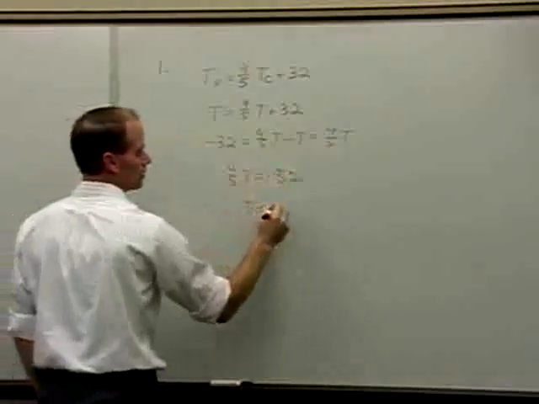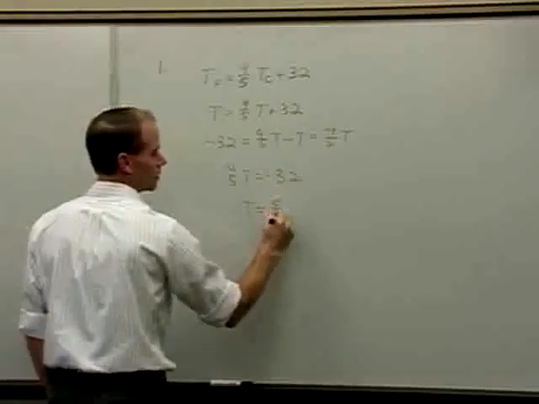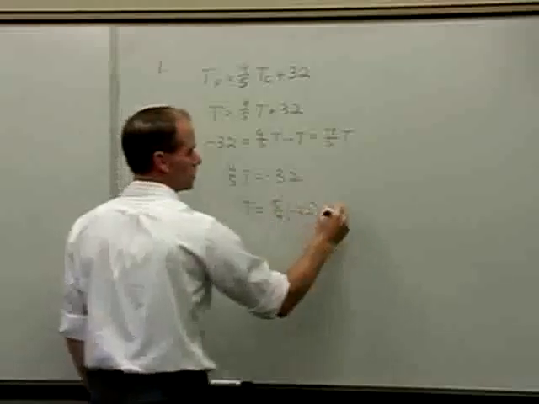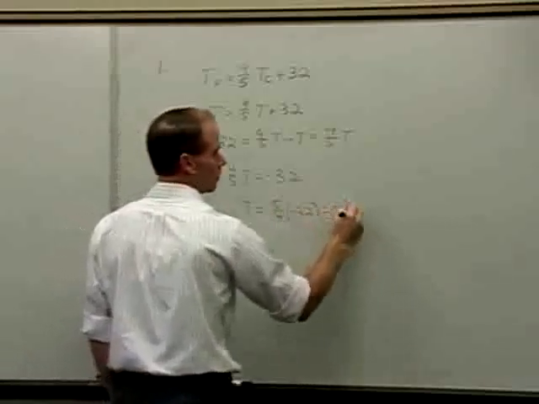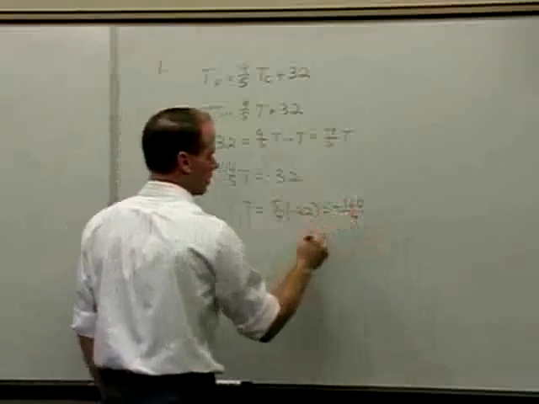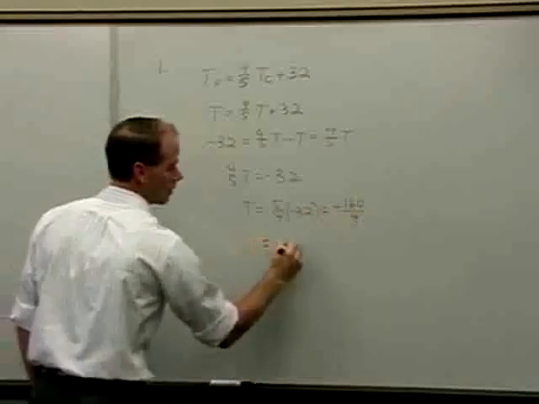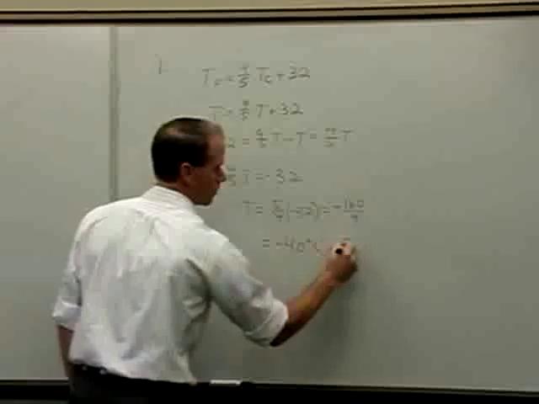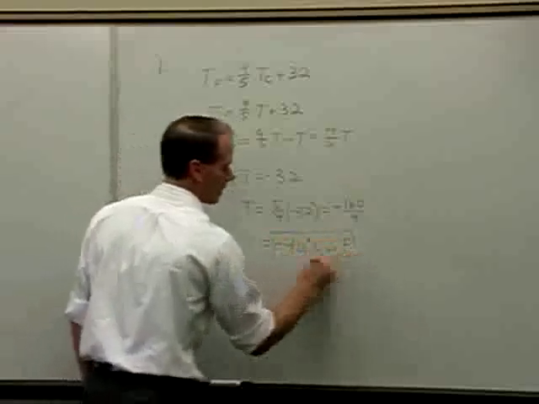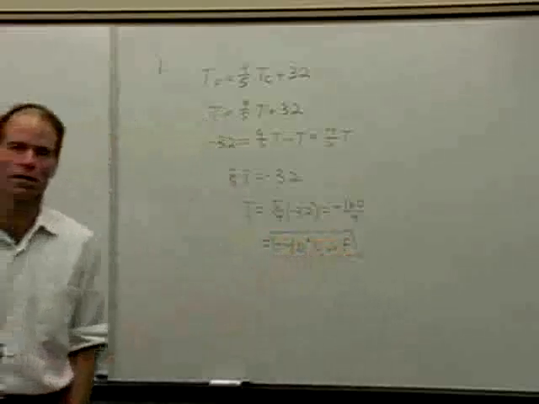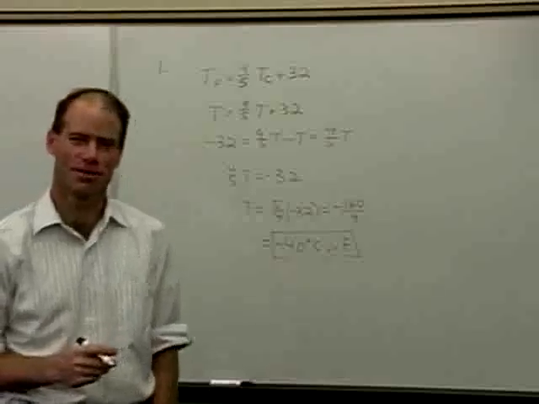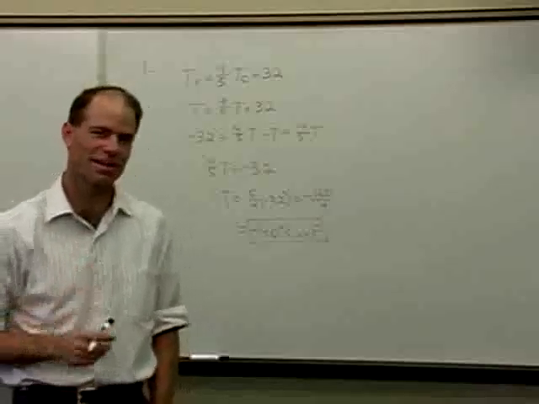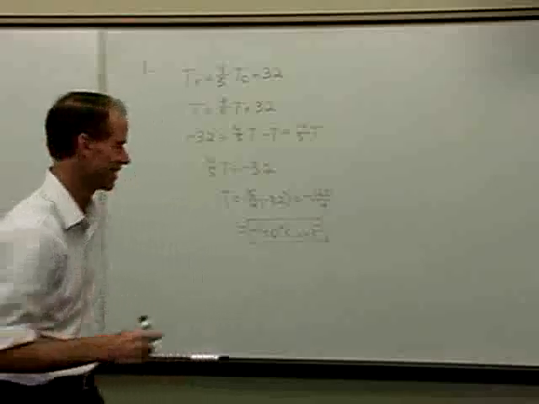T equals 5/4 times negative 32, which is negative 160 over 4. That gives me negative 40 Celsius or Fahrenheit. Oh, okay. But we want to find the Kelvin temperature that corresponds to this.